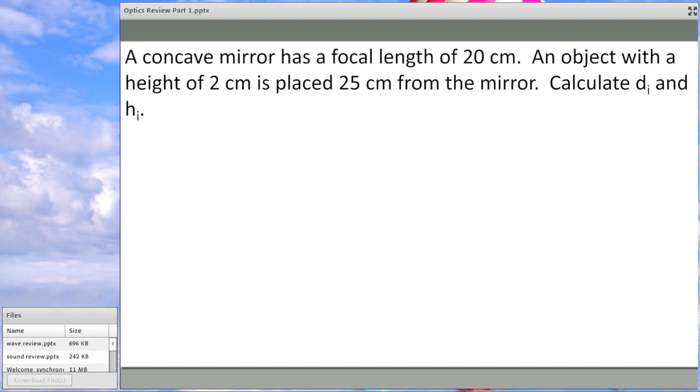So a concave mirror has a focal length of 20 centimeters, and an object with a height of 2 centimeters is placed 25 centimeters from the mirror. So calculate DI and HI.